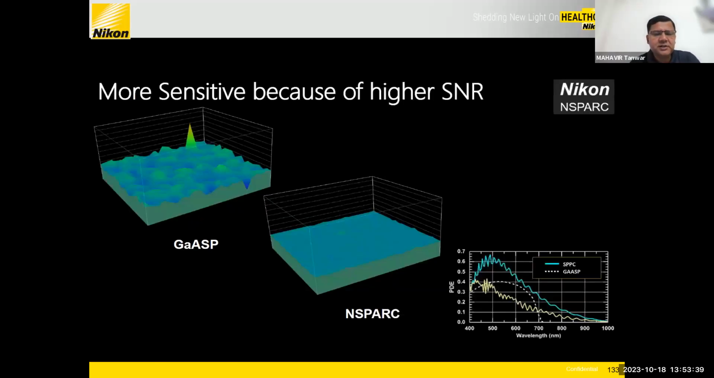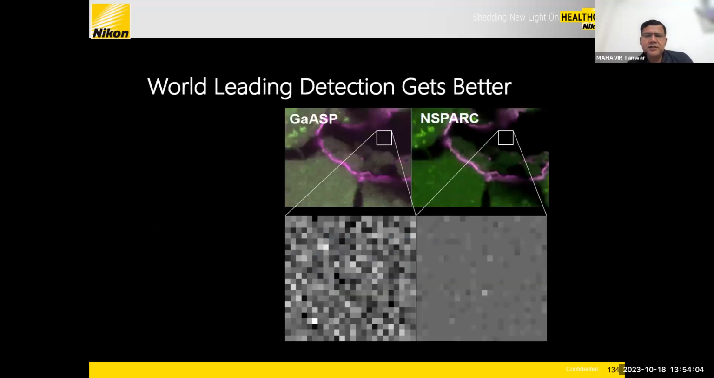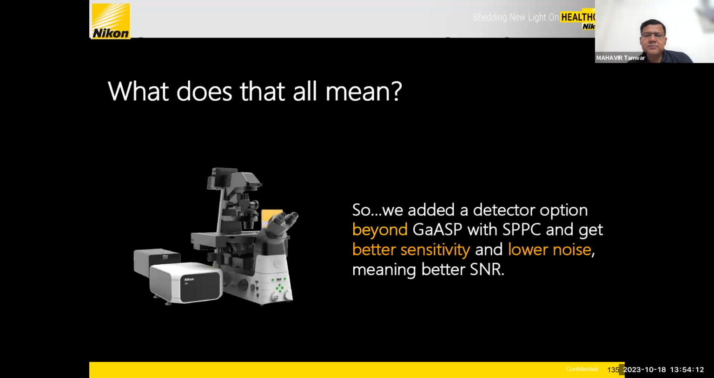So what is so special? The best part of this technology is NSPARC, they have released a new detector which is called SPPC. It's a single pixel photon counter, and the background is very dark. It's a very sensitive detector. The quantum efficiency is around 65%. And if you see the left and right image, the background is quite better as compared to the left one. A lot of noise is there. So this is beyond GaAsP. This is better than GaAsP.